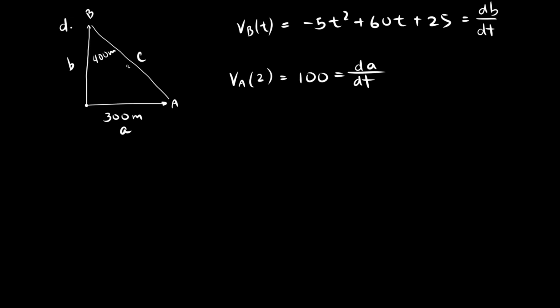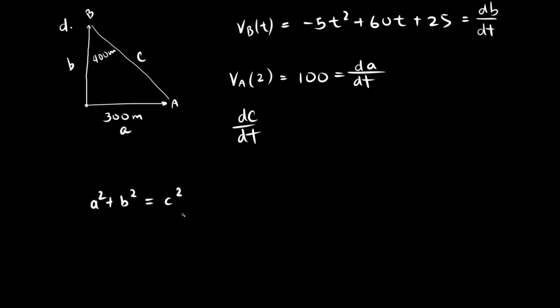What we're looking for then is dc/dt, the rate of change of the distance between B and A at time t equals 2. So now looking at our drawing, we can see that the relationship between A, B, and C is a right triangle. So we can use the Pythagorean formula to model their relationship. So A squared plus B squared should equal C squared.